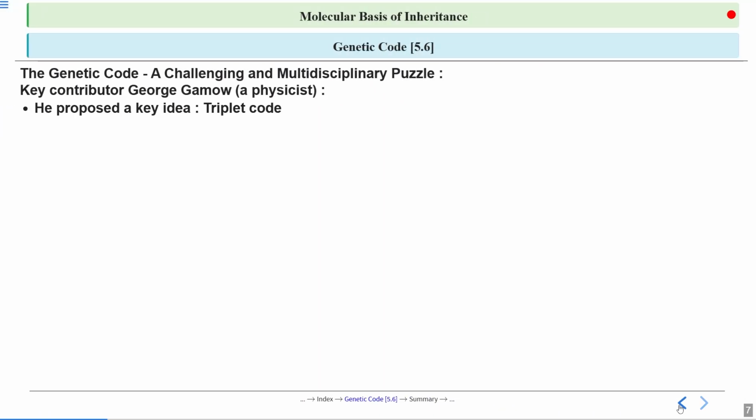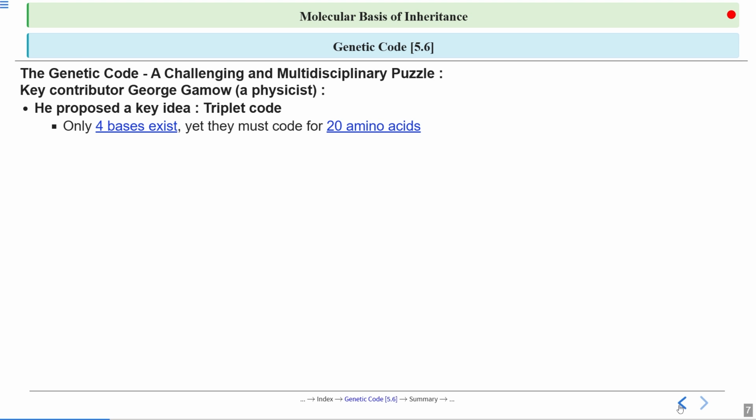Now we will study the key contributors who helped in deciphering this genetic code. Let's start. First is George Gamow. He was a physicist. He proposed a key idea. What was the idea? The idea was the triplet code.